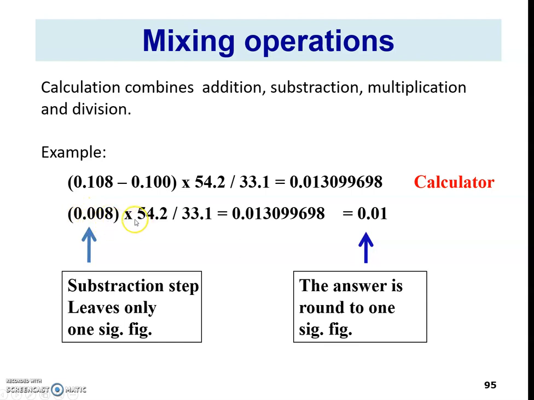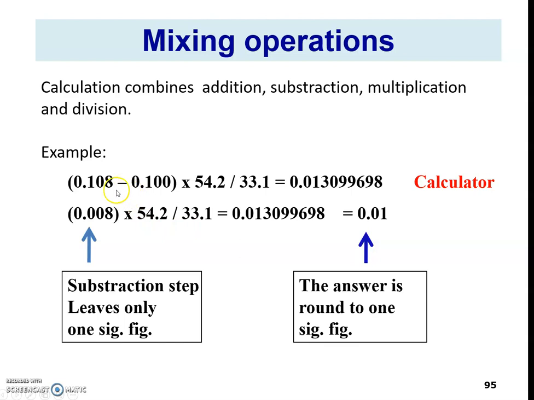And then you proceed to multiply this value by 54.2 and divide by 33.1. This is the answer that is given in the calculator. And your final answer must be 0.01. Why? Because if you look again, this value consists of 1 significant figure, this value consists of 3 significant figures, and this value consists of 3 significant figures.